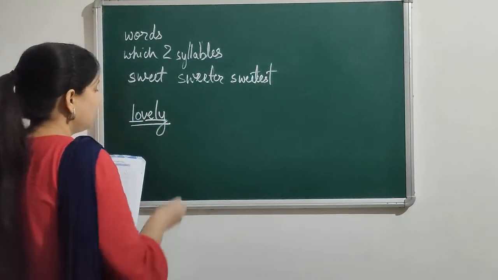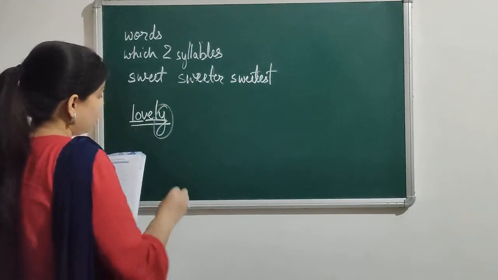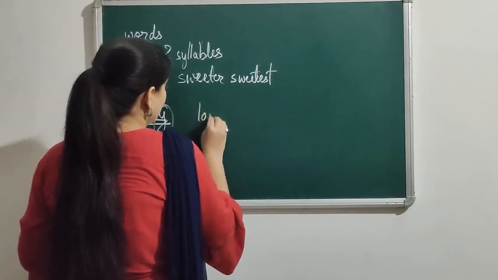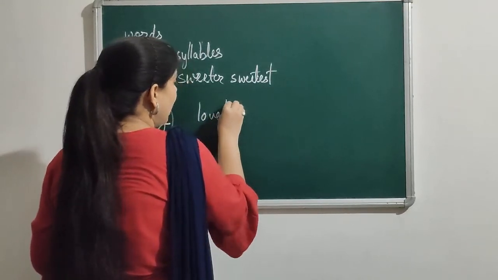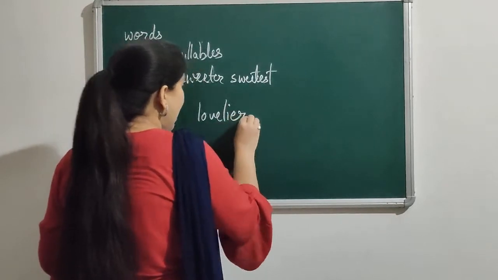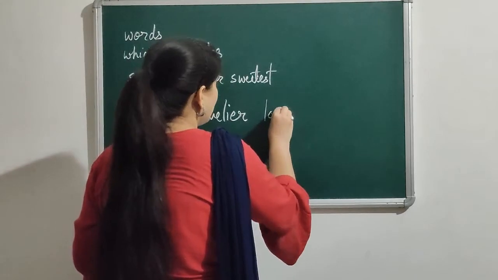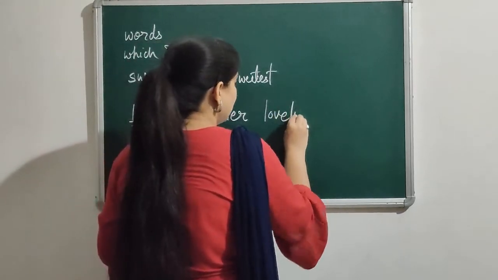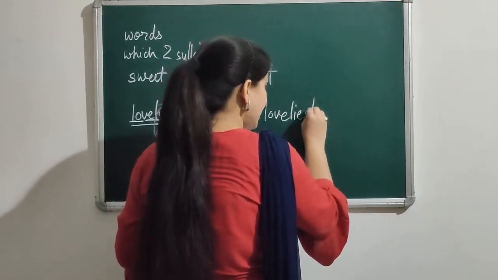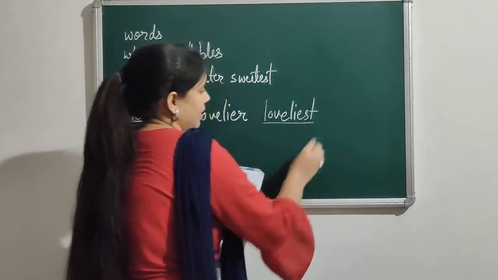Lovely. It has two syllables and ends with y. So when we form the comparative degree, what will we do? We will remove the y, change it into i, and add er to form its comparative. And to form its superlative degree, we will change its y into i and add est. So the word will become loveliest.